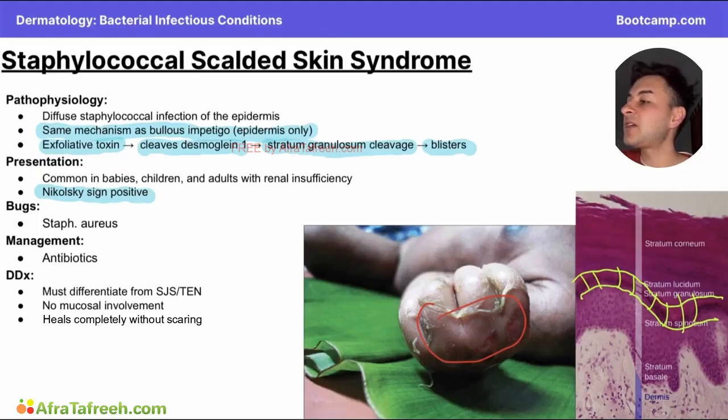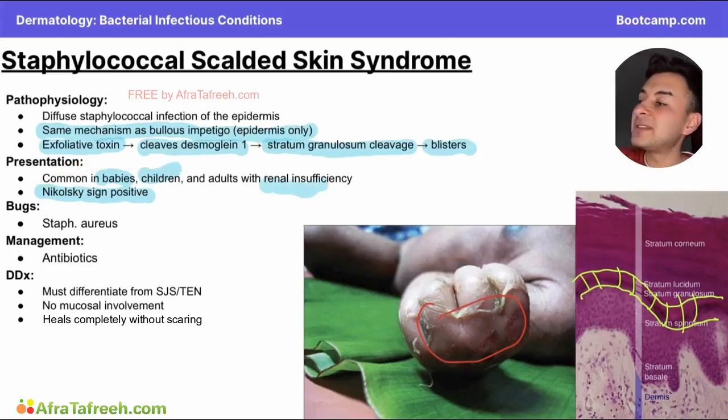And this is really common in babies and children, also in adults with renal insufficiency. And this is all because of the exfoliative toxin. So in the babies and the kids, their immune systems are not good enough to fight off the toxin. So that's why they get this. In adults with renal insufficiency, their kidneys cannot filter out the toxins, so it accumulates in their body, and that's what leads to this pathology for them.